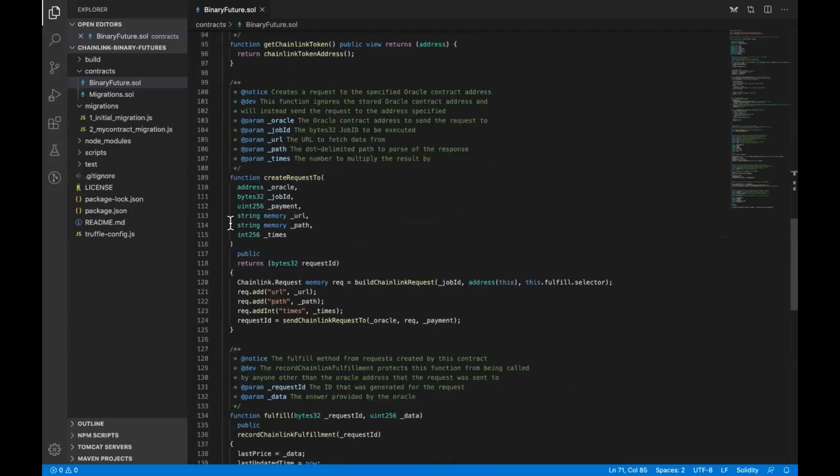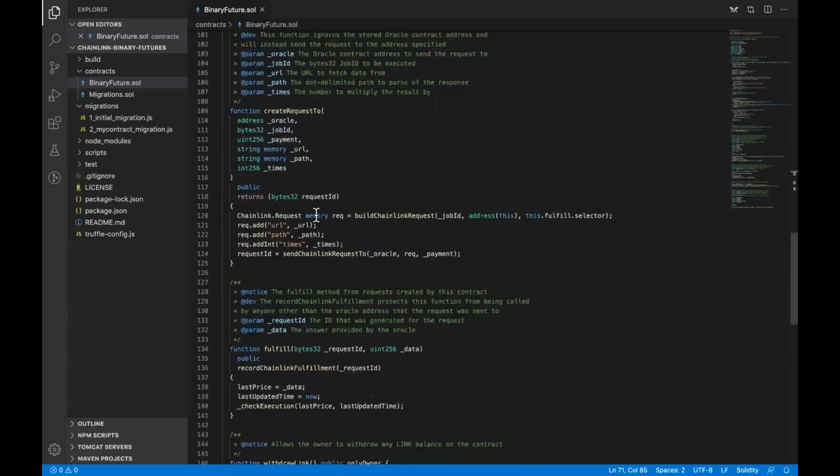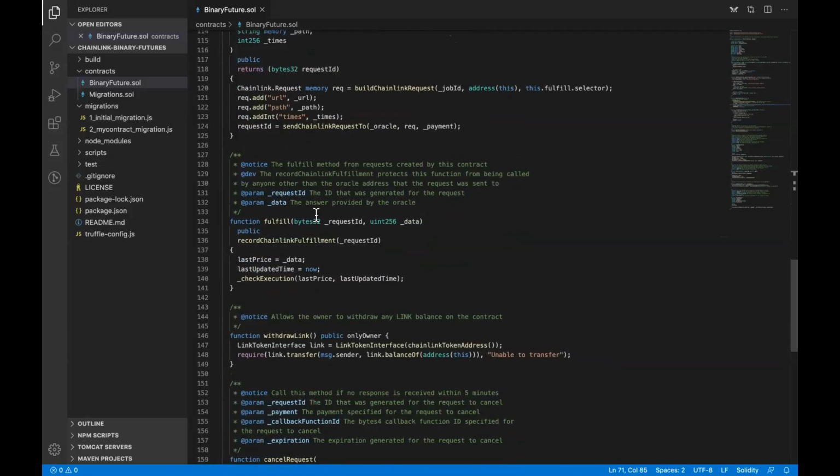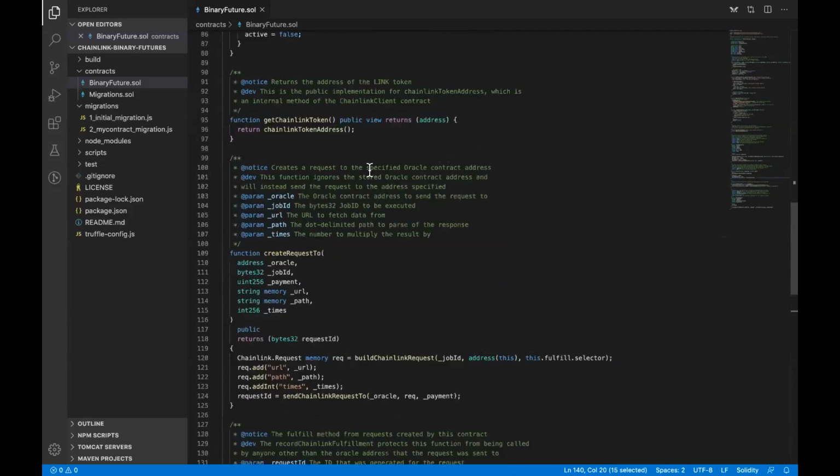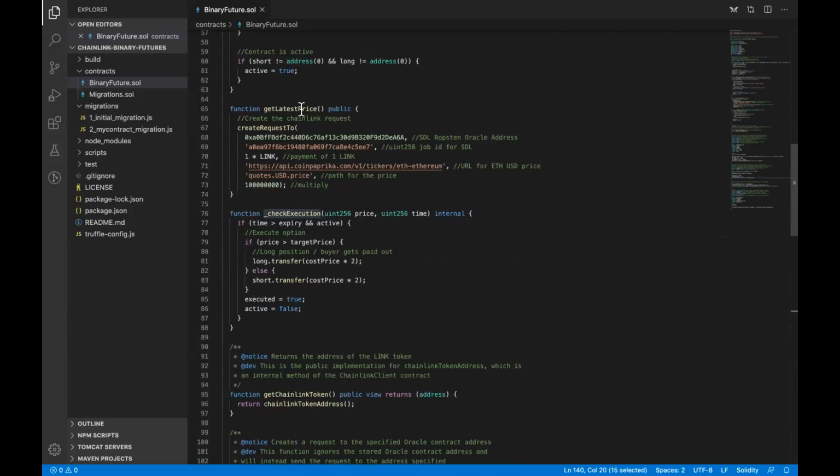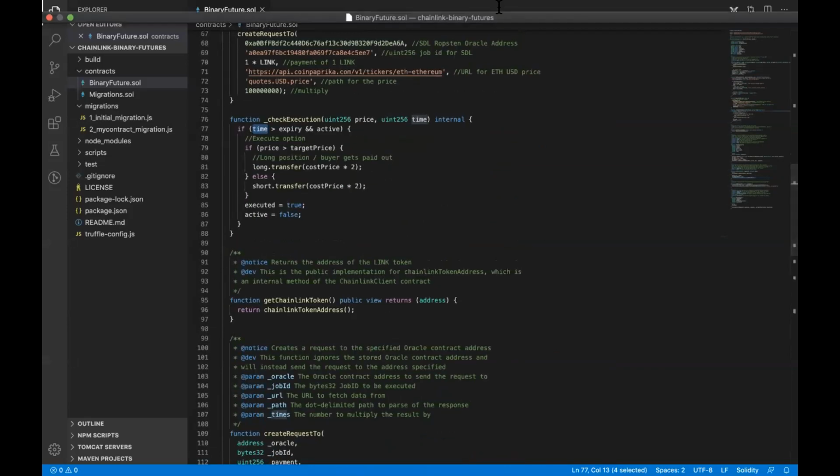So we call create request, we build a request up, send it to the Chainlink node, and then the Chainlink node will call back this fulfill function, and all we do on fulfill is check execution. Essentially, anyone can call this get latest price at any point in time, and if the contract is expired, then we actually act on this price itself. So that's the basics of the contract.